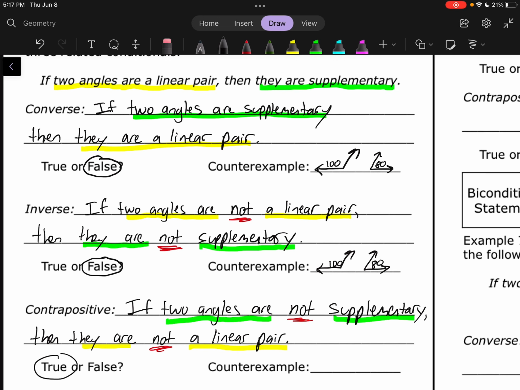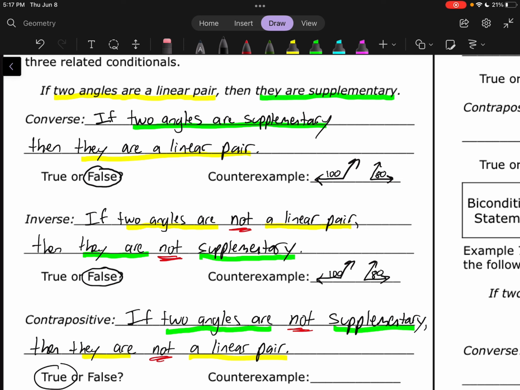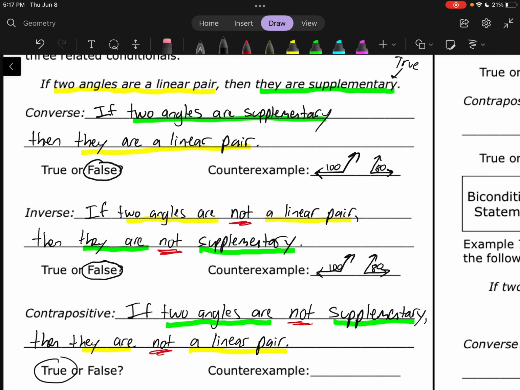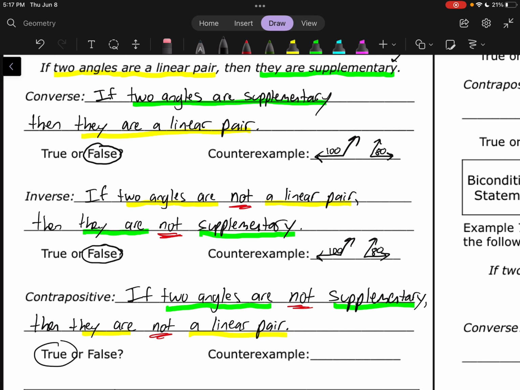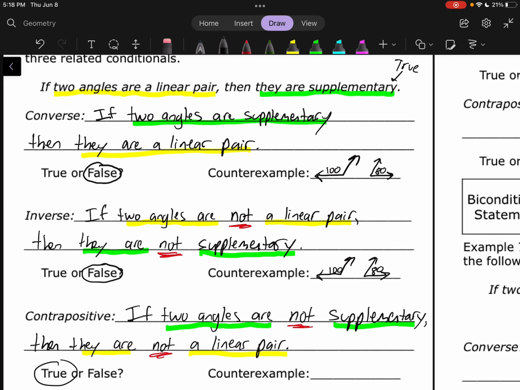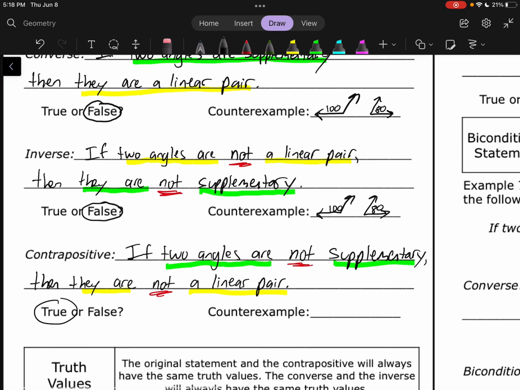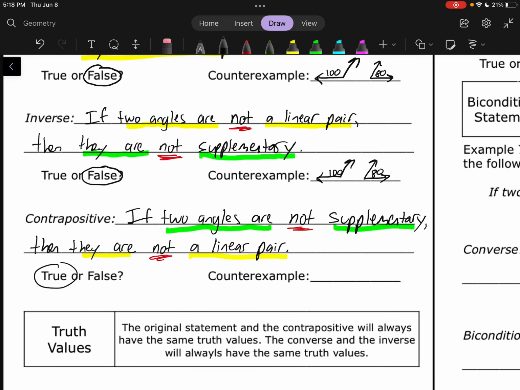So what we ended up with here is a scenario where the original statement was true, right? We agreed with that one. If two angles are a linear pair, then they're supplementary. That has to be true. So the original statement was true. The contrapositive was true. But the converse and the inverse were both false. And that's a pretty good example of how these statements work, the truth values of them.